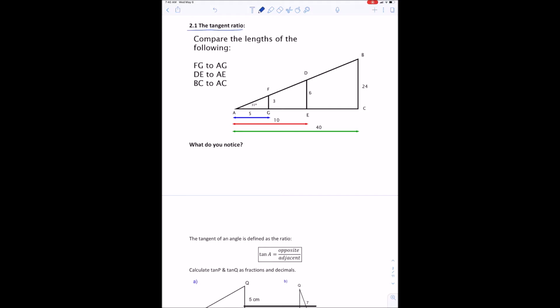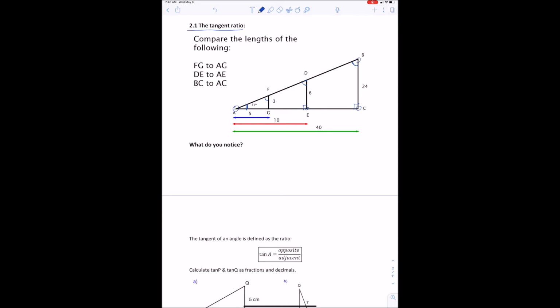So I've got the large triangle A, B, C. Notice that C is a right angle. A is 31 degrees, and so B we could calculate using the 180 degree rule. Notice that in the next triangle, AED, we also have a right angle. So angle D must be the same as angle B, which is the same as angle F, because they all have this other angle of 31 degrees shared.